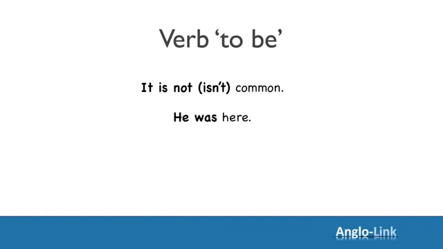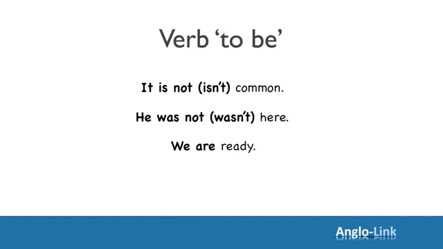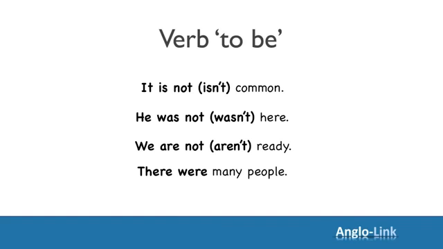Next example. He was here. That's right. Just put the word not on was. He was not here. He wasn't here. We're ready. Add not. We are not ready. We aren't ready. One last example with the verb to be. There were many people. There were not many people. There weren't many people.